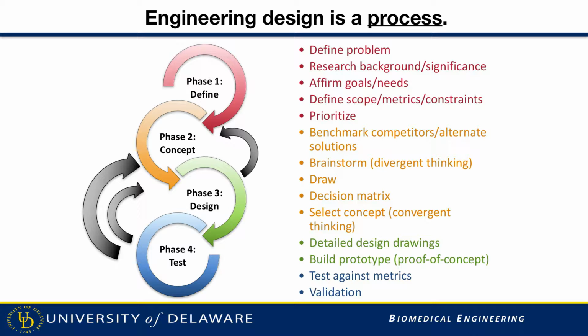So within our curriculum and within the College of Engineering, we focus on 4 phases of the design process. Phase 1 being define, so defining the problem. Phase 2 being concept, so this is concept generation and concept selection. Phase 3 being design, this is where our students are actually building and creating prototypes. And phase 4 is testing and validation. So are you able to, does your prototype meet the metrics that you initially identified?